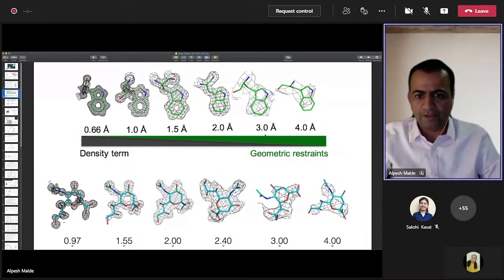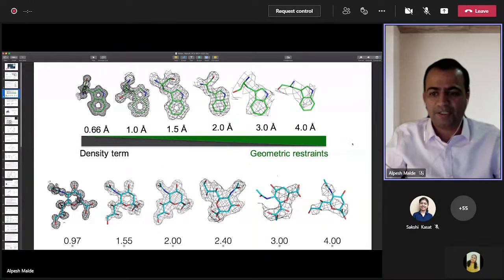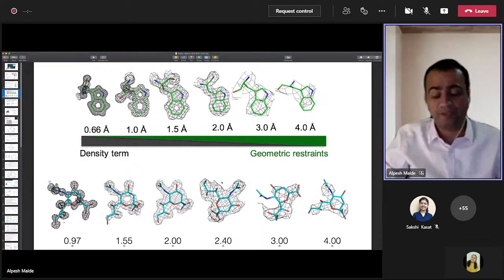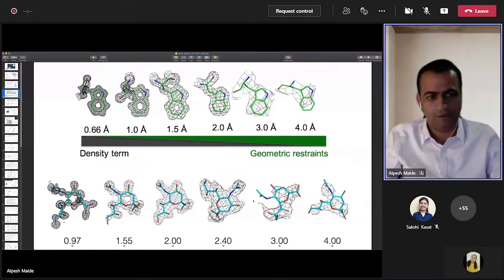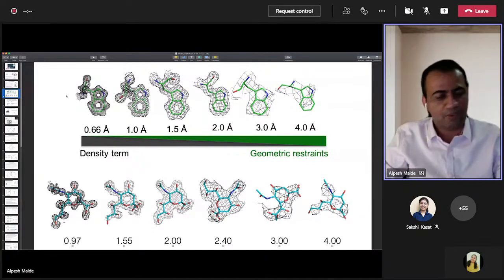As soon as the resolution drops, the geometric restraints or the structure parameters we use for refining the structure will govern whether the structure is going to be good or not good. And I'll just show you one example from the literature here.